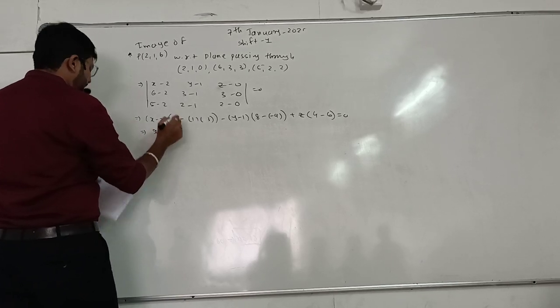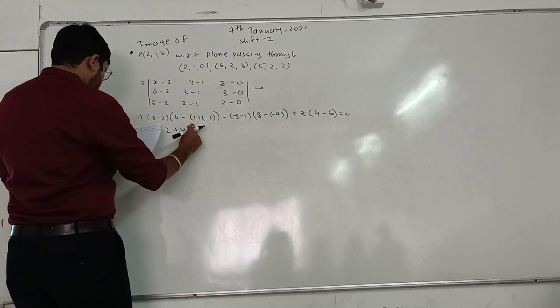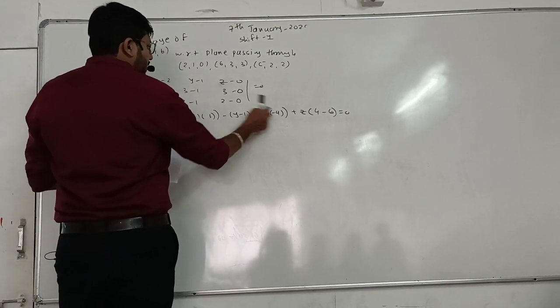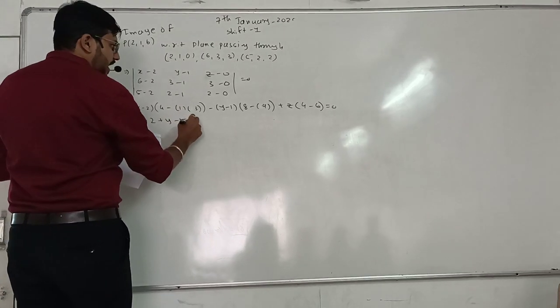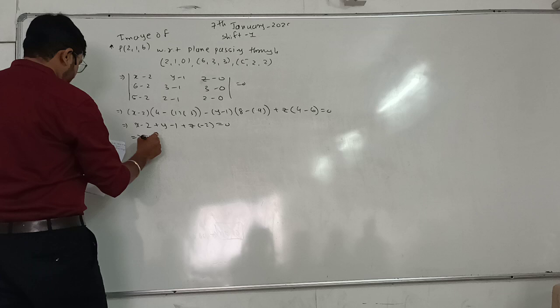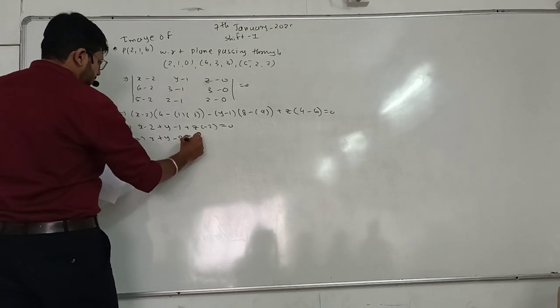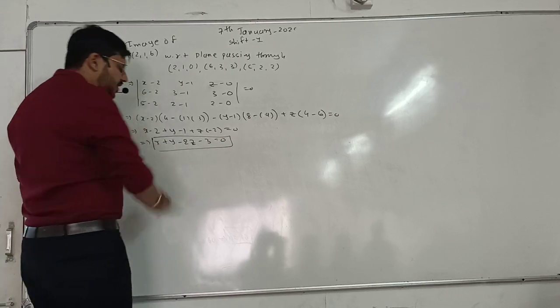So we'll get x minus 2 plus y minus 1. Here it will be plus 9. Y minus 1 and plus z minus 2 equals 0. So we'll get the equation x plus y minus 2z minus 3 equals 0. This is the equation of the plane.